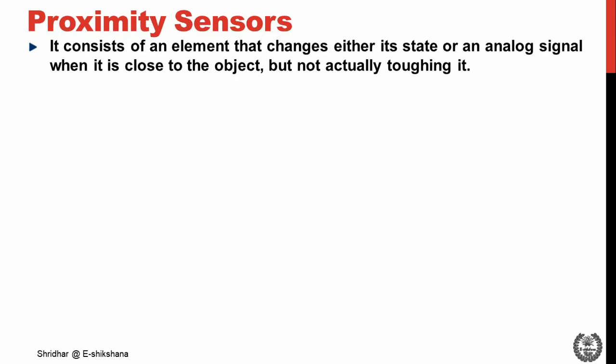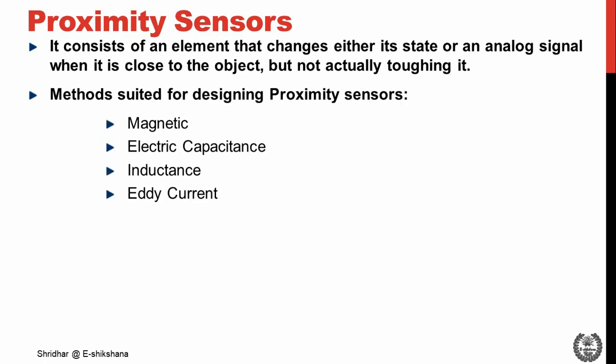A proximity sensor consists of an element that changes its state or an analog signal when it is close to the object but not actually in contact with it or in touch with the object. The methods suited for the designing of proximity sensors are magnetic, electric, capacitance, inductance, eddy current.